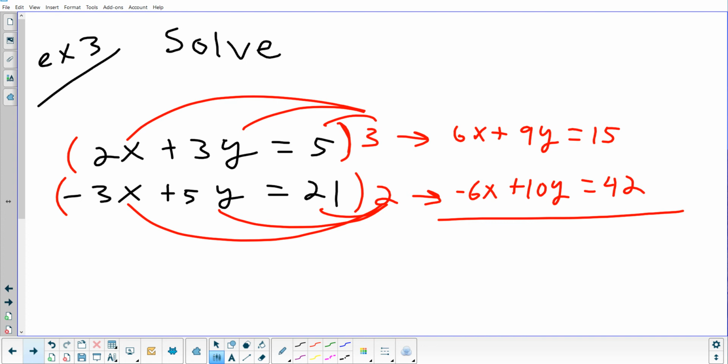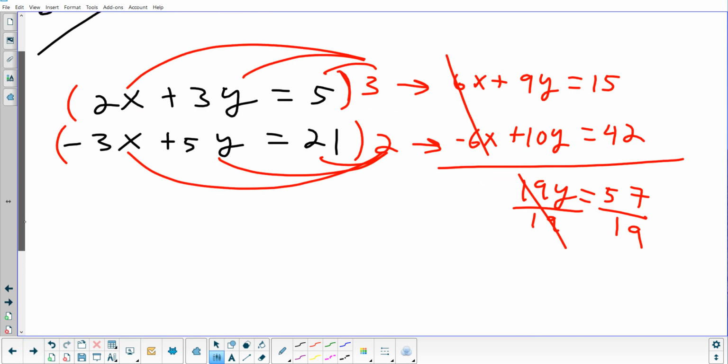Okay. Now, because the x's are opposites, add them up. So John, what do I get when I add the x's? 0. Gone. Madison, when I add the y's? 19y. Sophie, when I add the constants? 57. Divide each side by 19. And what do I get? Maddie, what do I get for y? Y equals 57 over 19.